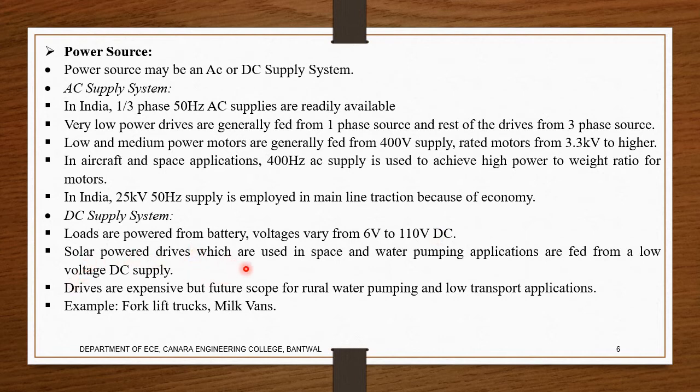Also, the solar powered drives, which are used in space and water pumping applications, are fed from a low voltage DC supply. When a satellite is launched and needs energy, it has wings with solar panels so that it can get energy directly from the sun, generate it itself, and give it to the batteries there. This DC is stored from the solar cell, and as per our requirement for AC or DC, the systems in the satellite panel convert it.